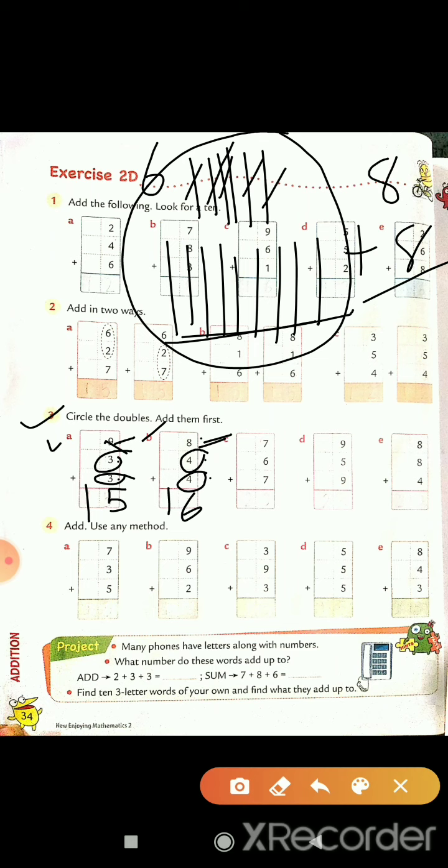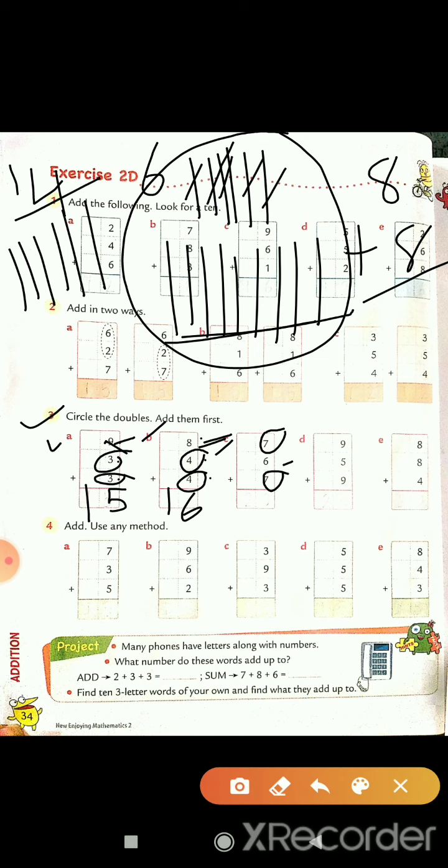If you don't remember doubles, then you can also make lines and count. Got it, students? Next, C. Which number is doubled? 7. So we need to circle that. What is the double of 7? 14. And then we have to add 6. 1, 2, 3, 4, 5, 6. So 14. What comes after 14? 15, 16, 17, 18, 19, 20. So our answer is 20.